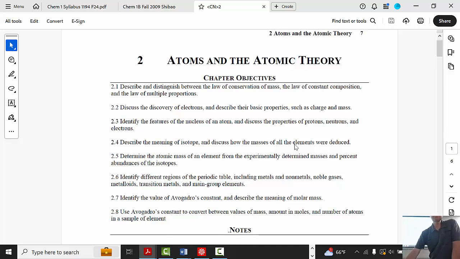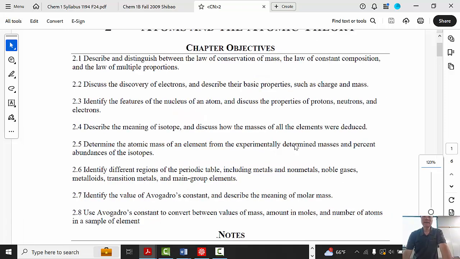Well, we'll just take a look. Chapter 2 deals with atoms and atomic theory. I think these chapter objectives are on the website there, Pearson. The objectives for this chapter: describe and distinguish between the law of conservation of mass, the law of constant composition, and the law of multiple proportions. Those are three important laws.